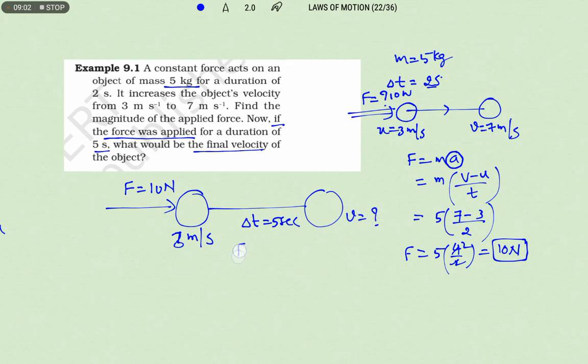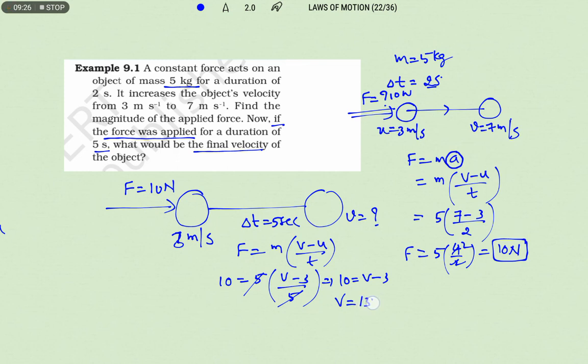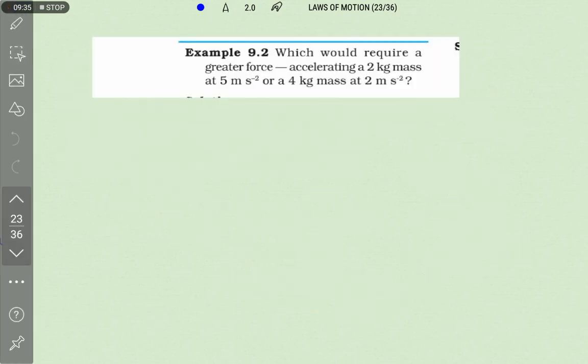Right, so F equals m into (v minus u) by t. The F value is 10, m is 5, v is unknown and u is 3, and time is how many seconds? 5 seconds. So the 5 gets cancelled. So 10 equals v minus 3. Therefore v equals 13 meter per second is the final velocity of the object. Right. Let us see the next one.